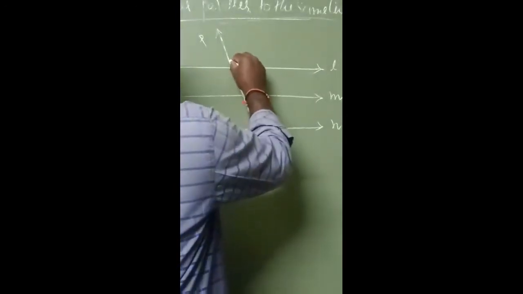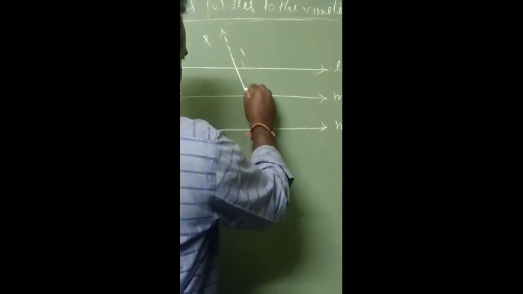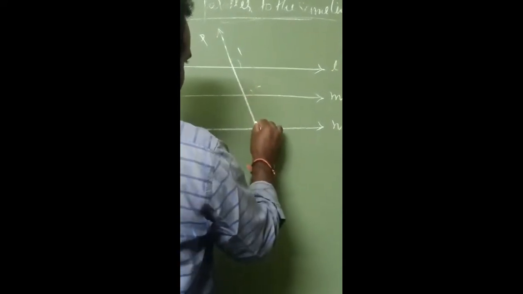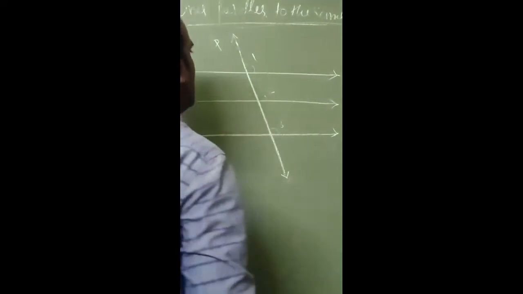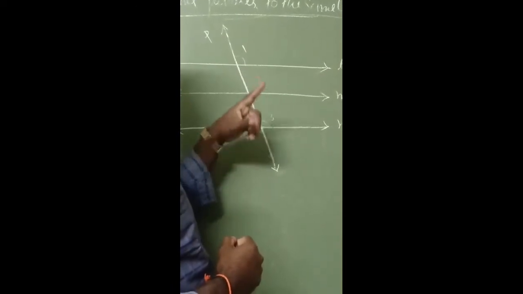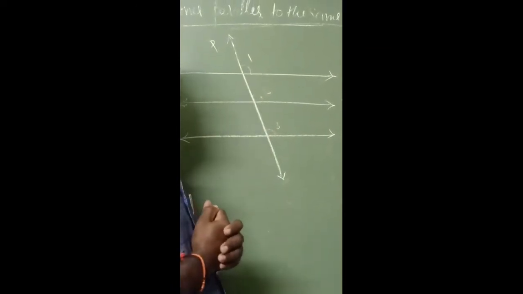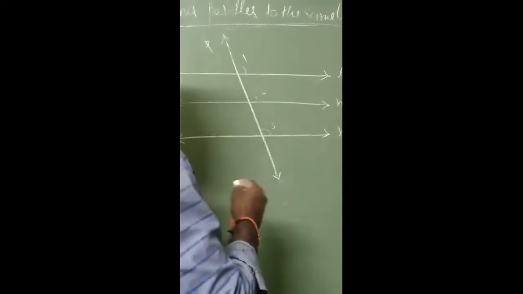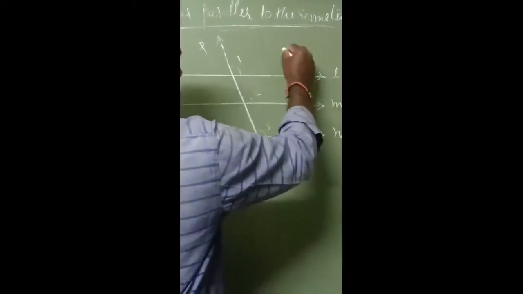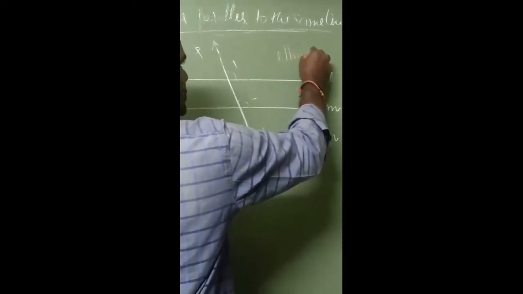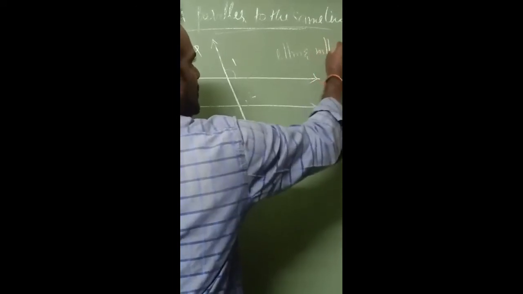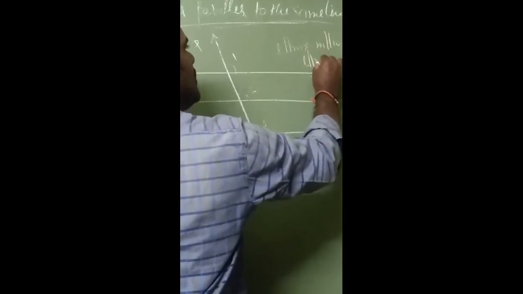Here, this is angle 1. This angle is 2. This angle is 3. These three angles, angle 1, angle 2, angle 3. These lines are parallel. L is parallel to M. Here L is parallel to M, M is parallel to N. So L is parallel to N also.